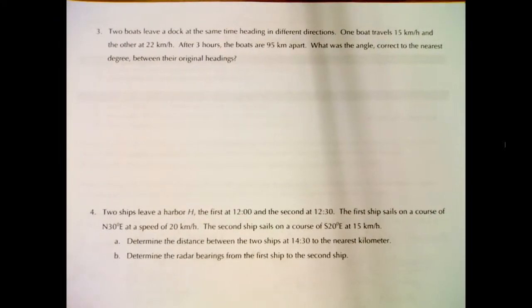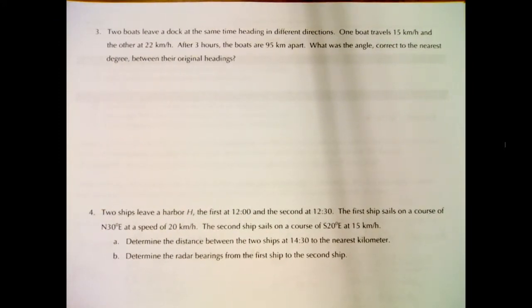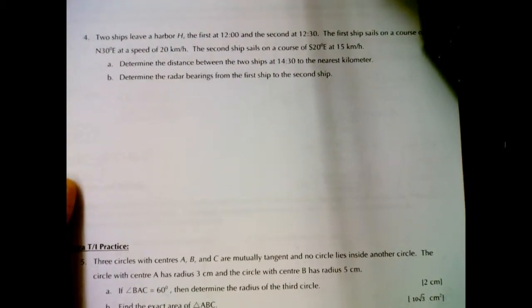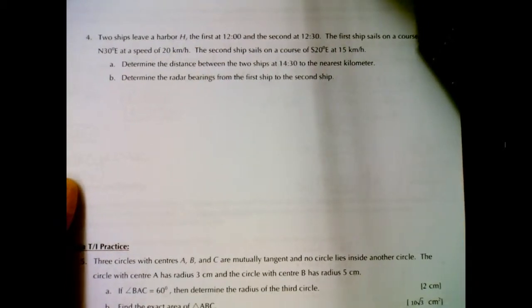So on the back we got two questions. Two boats leave a dock at the same time and two ships leave a harbor. The two boats leaving the dock is the easier of the two, so I'm going to leave that one for you to try on your own, and we're going to do the two ships leave a harbor. So we're going to try to break this down, and there's some more thinking practice below if you want to try that.